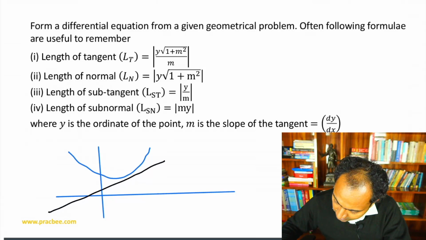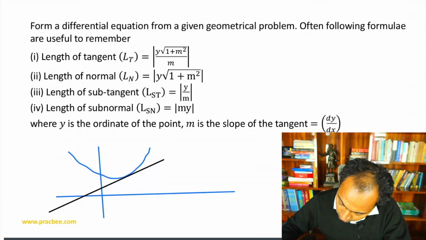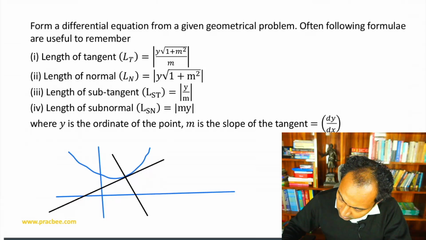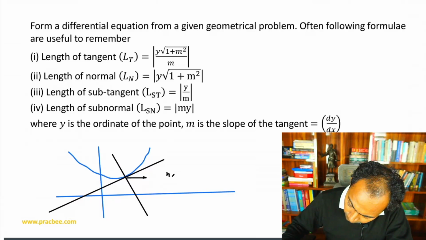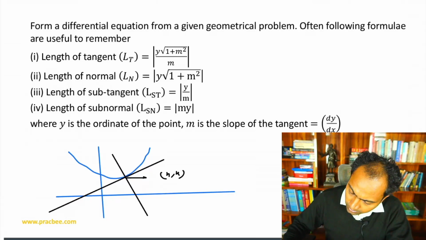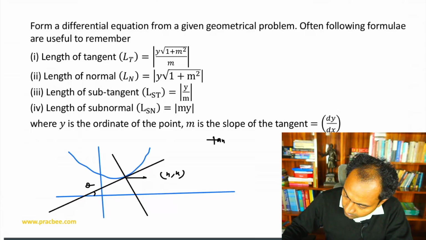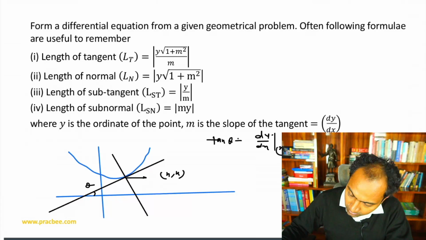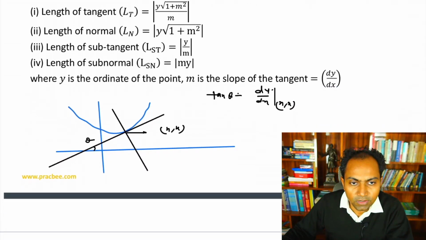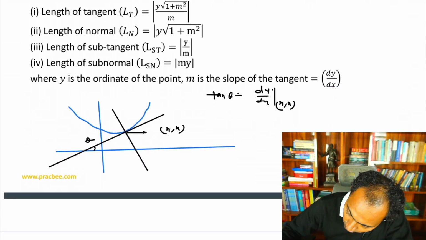So let us say this is a tangent at a point. If I draw the normal, this will become the normal. Now this point is nothing but x1 comma y1, or more easily we can remember this as h comma k. Now this angle is theta, and tan theta can be written as dy by dx at this point h comma k. Now what you need to do is draw a perpendicular from here.